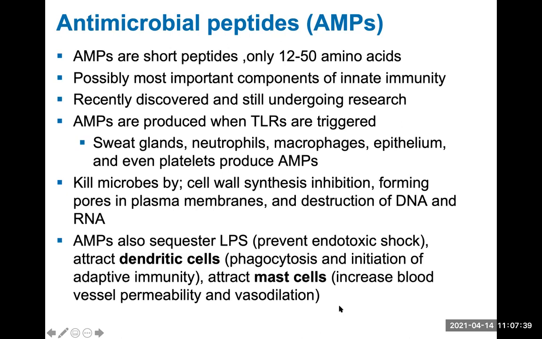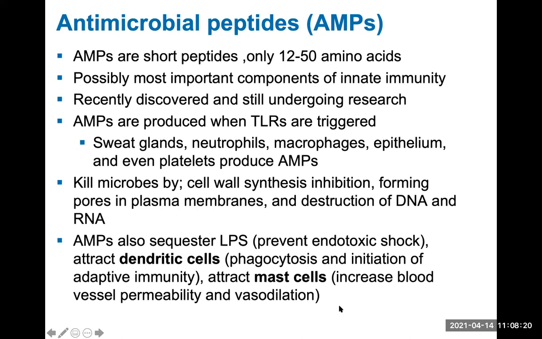So another function of TLRs being triggered: we see sweat glands, neutrophils, macrophages, epithelium, and even platelets can produce AMPs. Some AMPs kill microbes directly. Some of them will do this by cell wall synthesis inhibition. Some of them will form holes in the plasma membrane, and some of them will destroy DNA and RNA of the microbe. So killing the microbe by these three mechanisms is the main way that the AMPs are working.